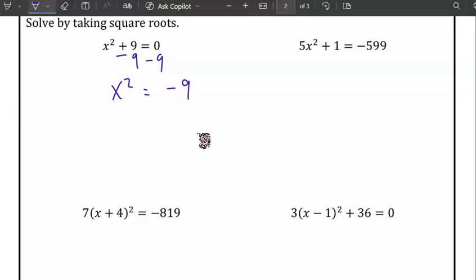And the other step that we need to do is take the square root of each side. Put a plus and a minus in front of the square root. Now the square root of negative 9 is a perfect square. x is going to equal plus or minus 3i.